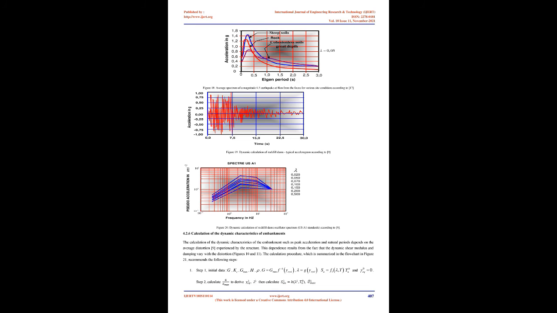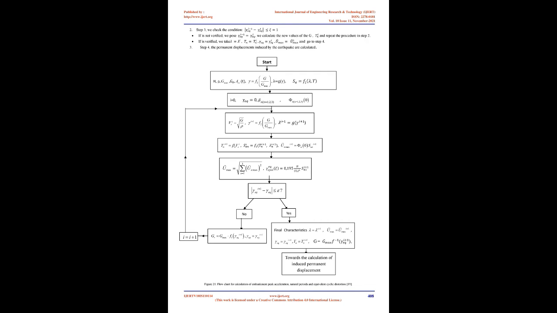USA 1 standards, according to 9. 4.2.6 Calculation of the dynamic characteristics of embankments. The calculation of the dynamic characteristics of the embankment, such as peak acceleration and natural periods, depends on the average distortion 9 experienced by the structure. This dependence results from the fact that the dynamic shear modulus and damping vary with the distortion, figures 10 and 11. The calculation procedure, which is summarized in the flowchart in figure 21, recommends the following steps. Figure 21, flowchart for calculation of embankment peak acceleration, natural periods, and equivalent cyclic distortion 19.